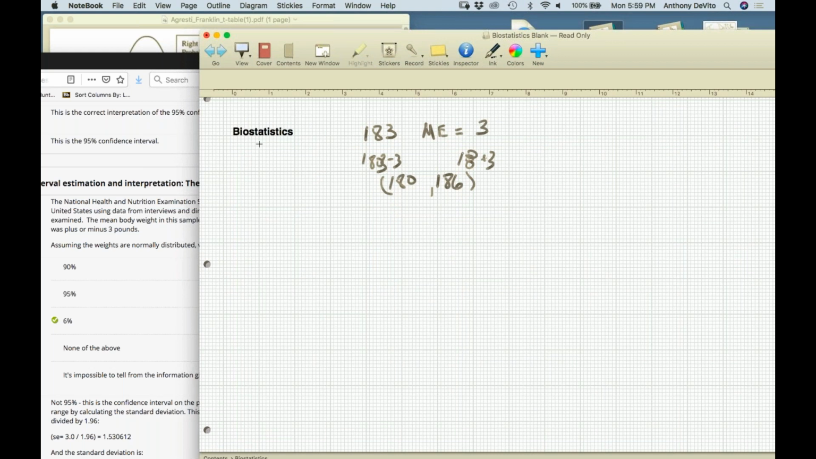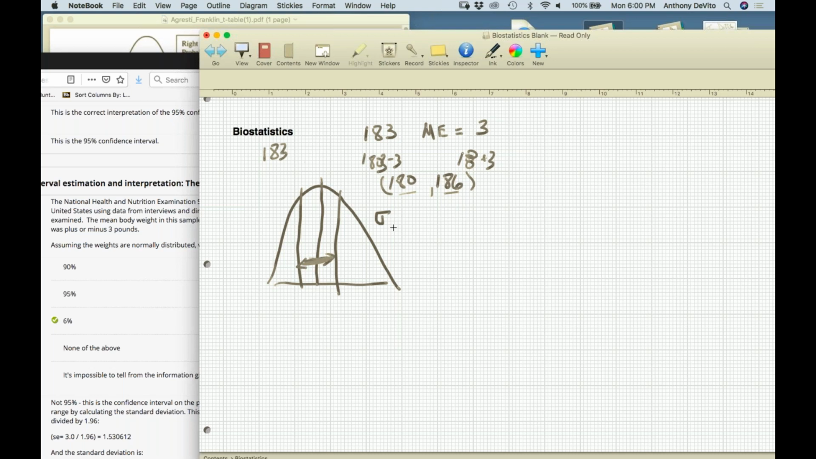Okay, so what I need to know: I know that the mean is 183, and I know the confidence interval is this, but in order to calculate what percentage of the population is between 180 and 186, I need to know how many standard deviations that is. In order to know that, I need to know what sigma is, an estimate of the standard deviation of the population, not of the sample, but of the population.